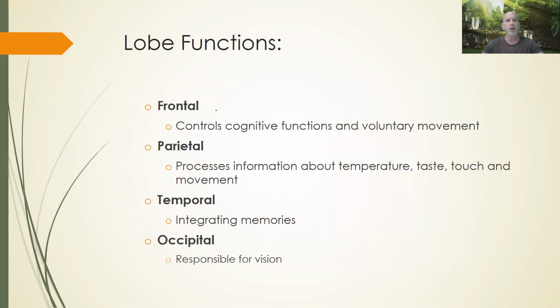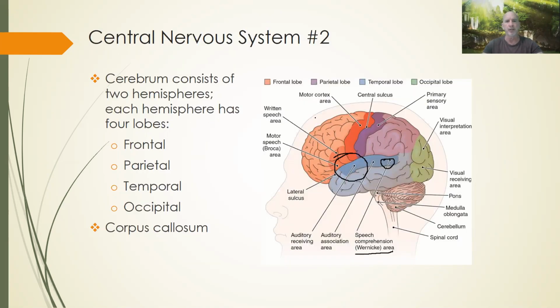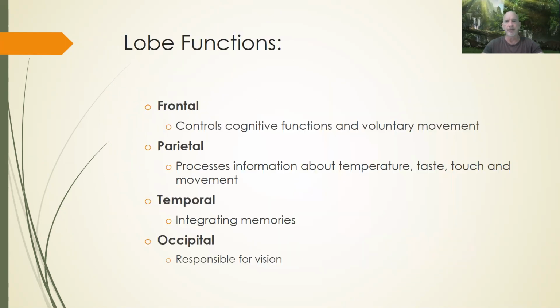Here are the four lobes and what each of them does. I might bounce back and forth, but the frontal, this is the frontal area right up here. That controls your cognitive functions and voluntary movement. Now, I'm sure all of you have probably come up against or seen in the movies or heard about where they used to do, and my cognitive functions just went south because I can't remember what it's called.